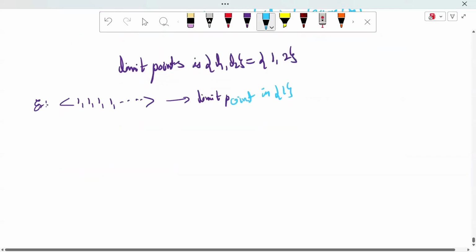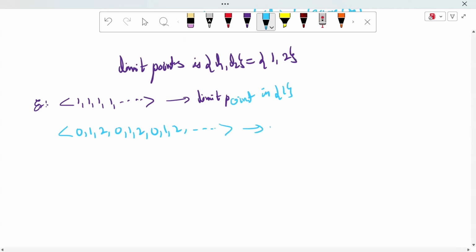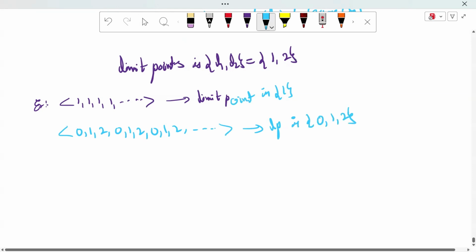For example, we can take another sequence 0 1 2 0 1 2 0 1 2 up to so on. What are the limit points here? Limit points are 0 1 2 repeated sir. So how many limit points here? 3 limit points. Therefore, this sequence is not a convergent sequence.